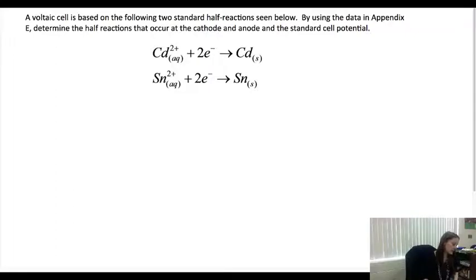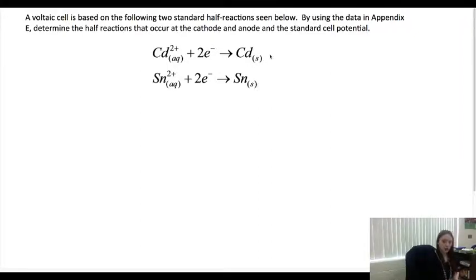So a voltaic cell is based on the following two standard half reactions. Use the data in E to determine the half reaction that occurs at the cathode and the one that occurs at the anode, and then our standard reduction potential for the cell. So I've got to figure out which one is my anode and which one is my cathode.